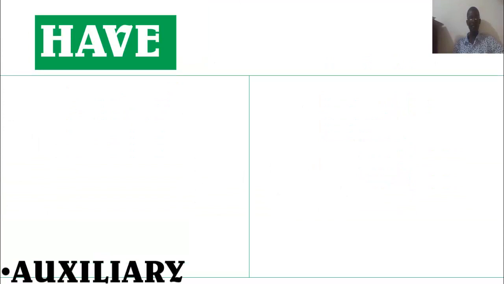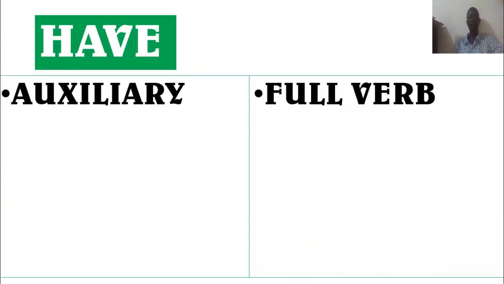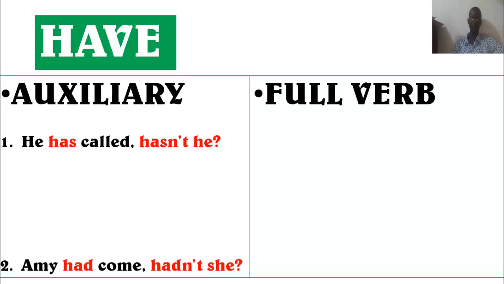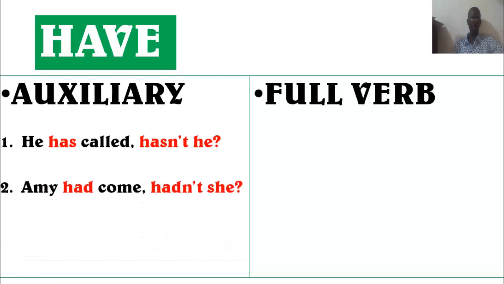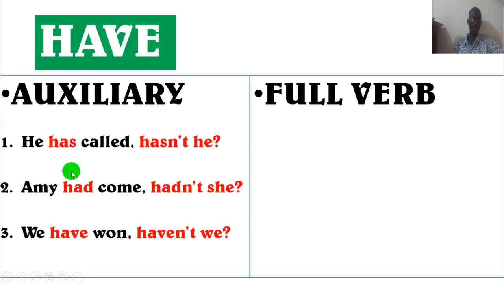Have. Have can be auxiliary. It can be a full verb or ordinary verb. When have is auxiliary, he has called, hasn't he? On maintient le have. Amy has come, had come, hadn't she? We have won, haven't we? Donc ici, have est un auxiliaire, on maintient l'auxiliaire have. Maintenant, comment savoir si have auxiliaire ou bien c'est un verbe? Il y a déjà une vidéo sur ça dans la chaîne. Donc fermez cette vidéo-là et regardez en bas, vous allez voir la vidéo qui porte sur la leçon, spécialement have auxiliaire et have verbe ordinaire.